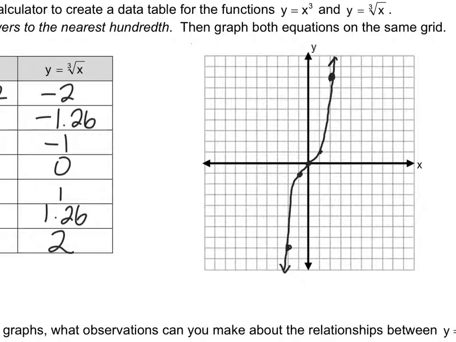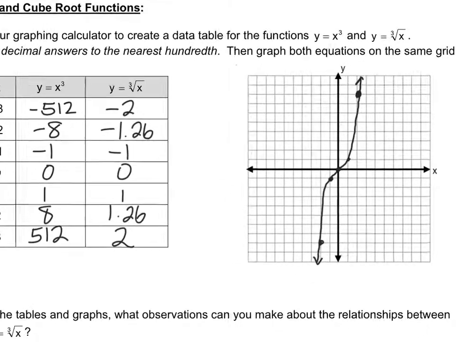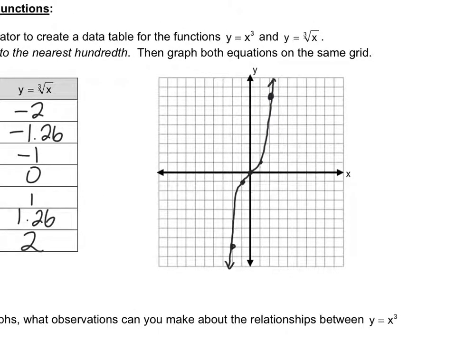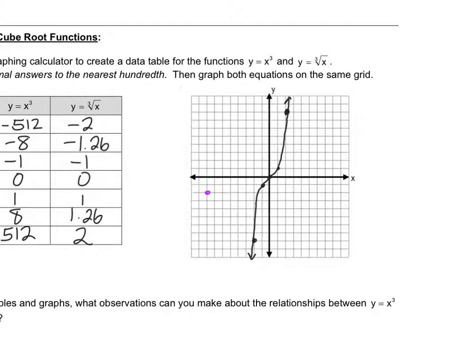So then for the inverse function, I'm plotting -8, -2; -1, -1; 0, 0; 1, 1; and then 8, 2. So it's the same function, just turned. It's a rotated function. But it does seem to merge a little bit for a period of time there around x equals 0.